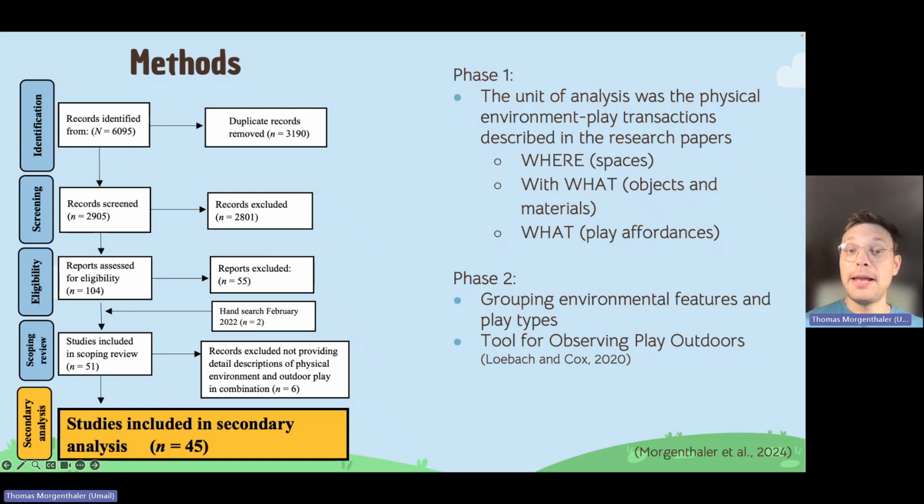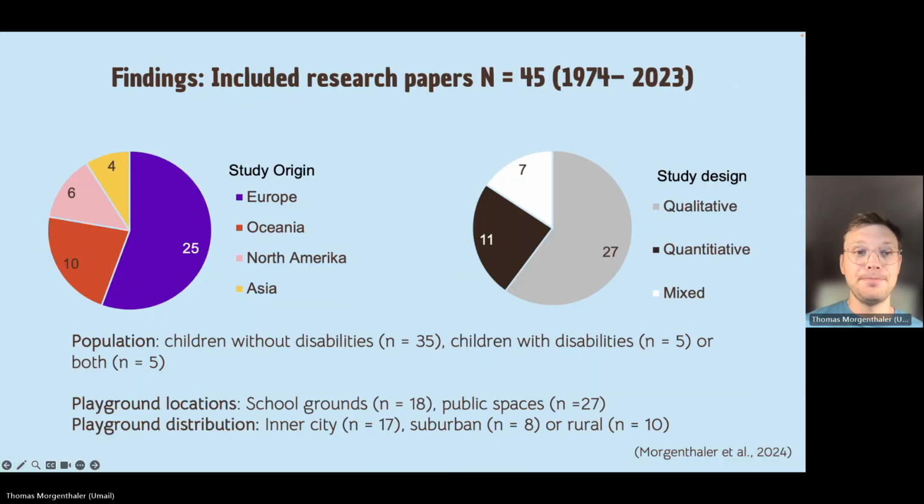In that tool, Loebach and Cox developed a typology of outdoor play types, consisting of 9 different play types specifically for outdoor play. That was a very useful tool for us to group together and cluster the identified play affordances. In the last phase, we brought back together the spaces, objects, and the play affordances to form the environmental taxonomy. To give you an overview of the papers we included.